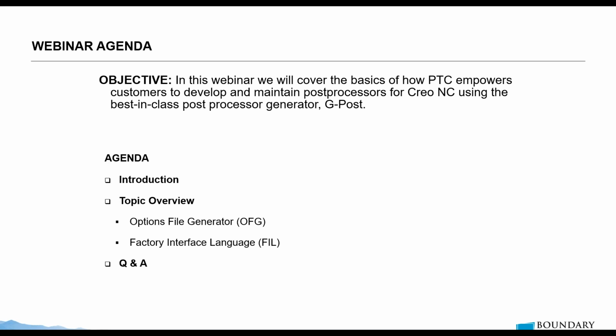Most of the conversations will go around the option file generator that you're going to use in Creo. And then we're going to talk a little bit about the factory interface language, FIL. That just adds an enormous amount of capability to the post-processor side of things.